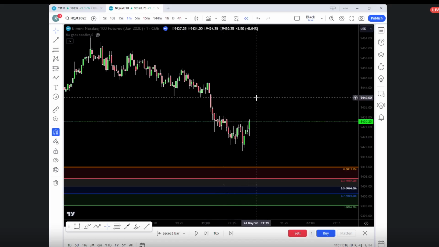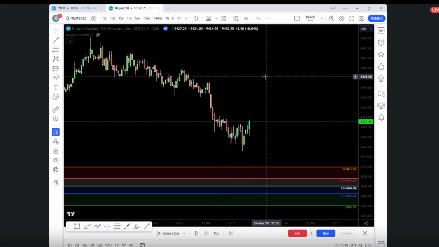If we start pushing up and we close up here, then we're going to look at pulling back into the zone and continuing higher.